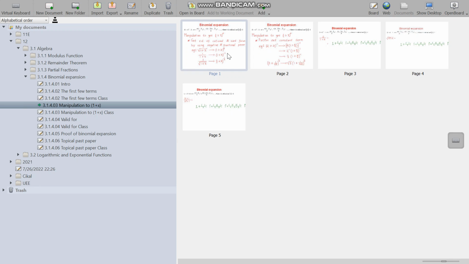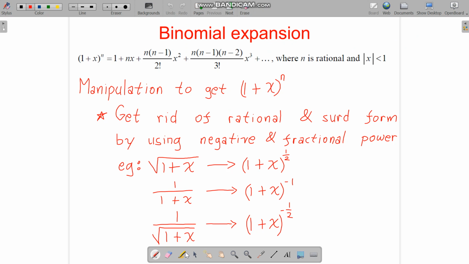Hello everyone, this video is about binomial expansion, manipulation to 1 plus x to the power of n. Previously, if we have the form 1 plus x to the power of n, we can expand and find the first few terms. But what if it's not in that exact form? If we have square roots or 1 over a rational expression, what should we do?